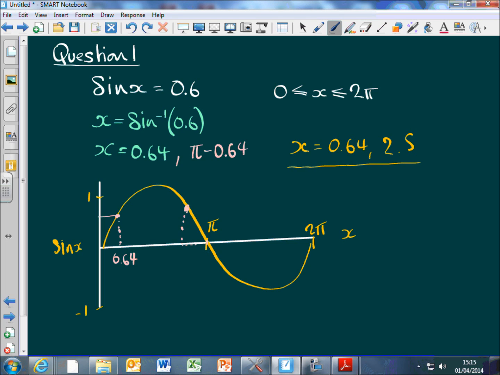So my answers for x then are 0.64 and 2.5. Okay, there's two values of x that will make sine of x equal 0.6 in that range. Can you see? There and there. Are there any more? No, that's it. Two answers. Okay, any questions?